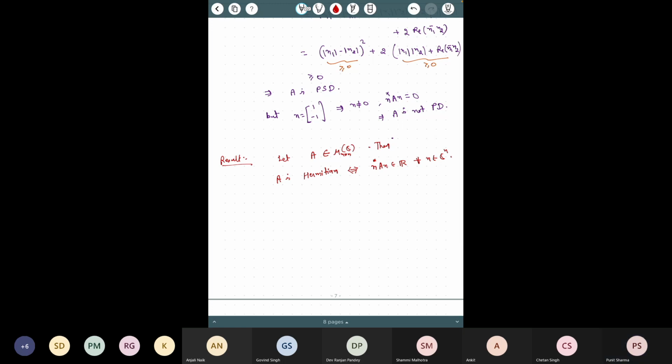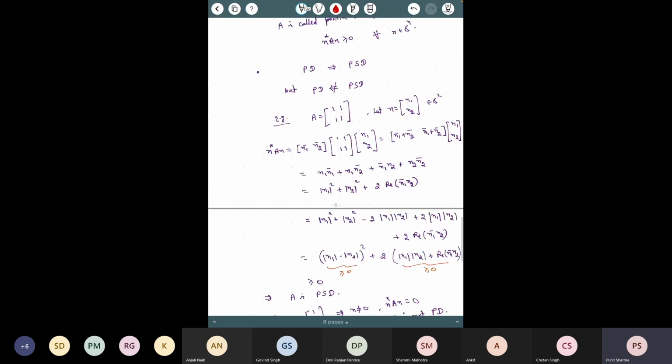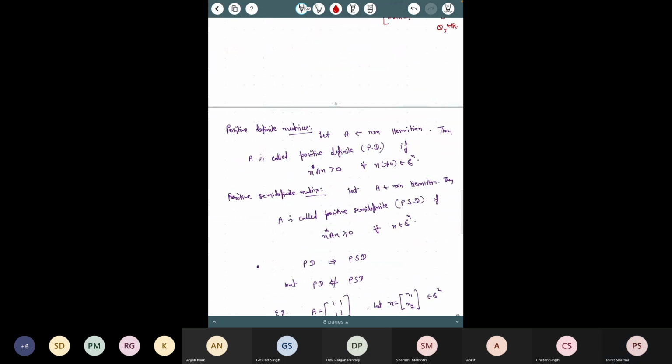Now you can see that if this result is true, then whatever I have assumed in the definition is redundant, because x star Ax greater than 0 means I am assuming that x star Ax is real for every x. But then because of that result, this implies that A should be Hermitian. So this condition itself implies that A is Hermitian. So this is a redundant assumption. We can actually drop it also. But in all the textbooks, this assumption is made. So this is how it is defined.